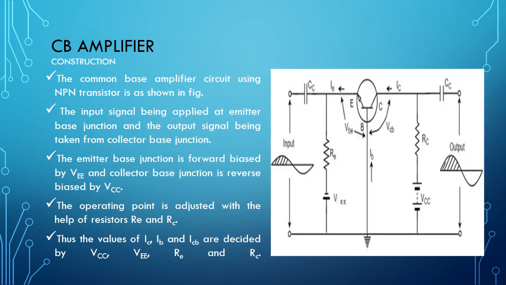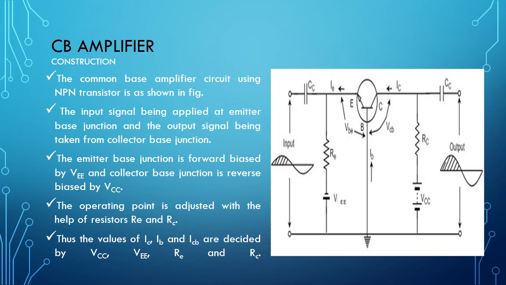This is one of the single stage amplifiers, that is the common base amplifier. This figure represents a common base configured transistor circuit using an NPN transistor. Here the base is a common terminal for the input and the output. The input signal is applied at the emitter base junction, and the output signal is taken from the collector base junction. It means input is the emitter terminal and output is the collector terminal.